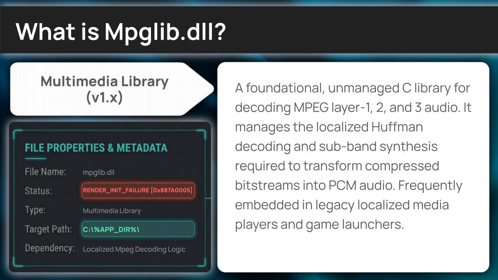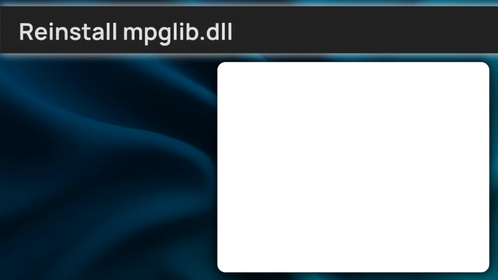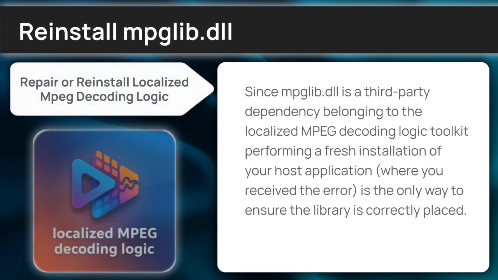With that context in mind, our first logical step is a clean reinstallation. Since Mpglib Library DLL is a third-party dependency belonging to the localized MPEG decoding logic toolkit, performing a fresh installation of your host application, where you received the error, is the only way to ensure the library is correctly placed.